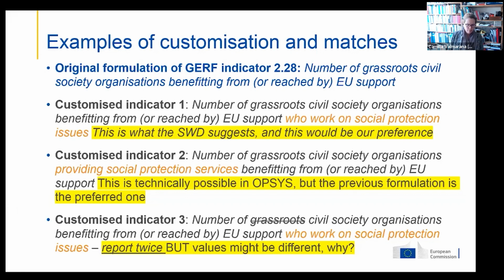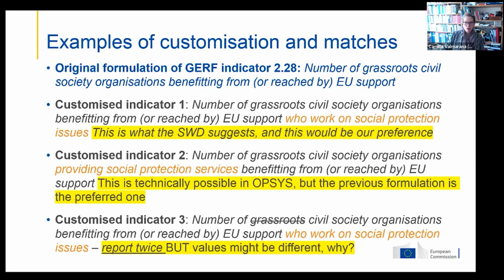It should be matched, it can be matched, but when we report on values, we will have two different values, one for our own indicator and one for the GERF indicator. And the reason for this is that for the GERF indicator, we just have to report the number of grassroots civil society organizations, whereas in our customized indicator, we will report on a broader group of civil society organizations, which includes the subcategory of grassroots civil society organizations, but not the full set of civil society organizations.